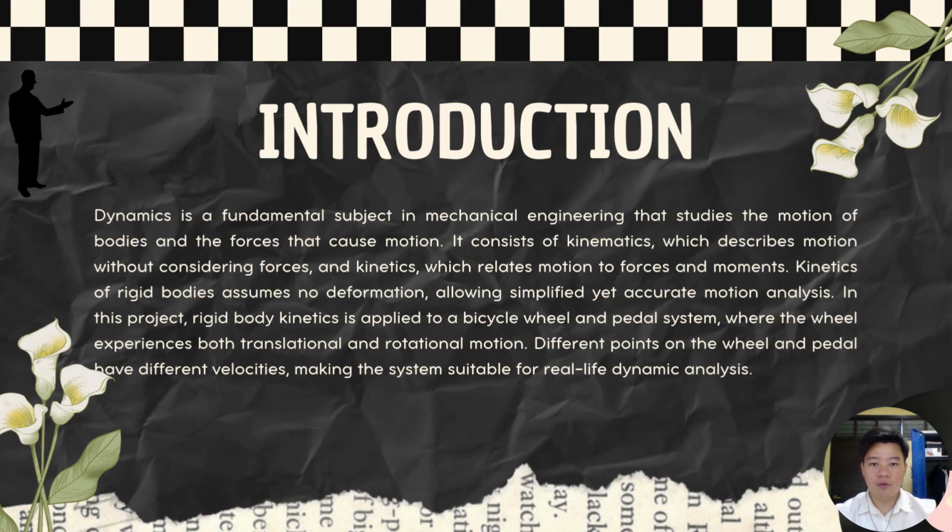In this project, rigid body kinetics is applied to a bicycle wheel and pedal system, where the wheel experiences both translational and rotational motion. Different points on the wheel and pedal have different velocities, making the system suitable for real-life dynamic analysis.